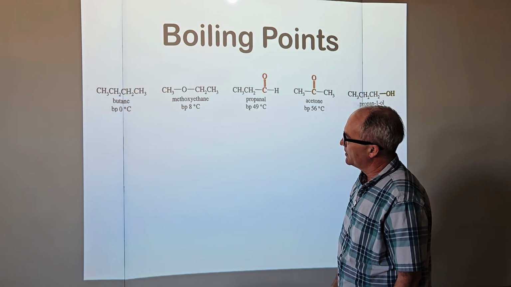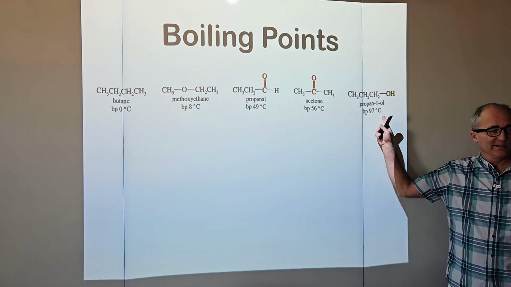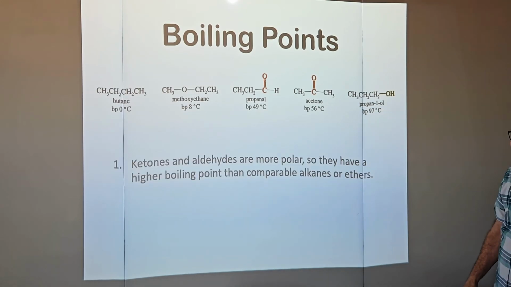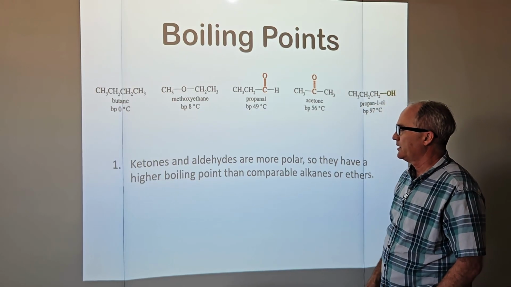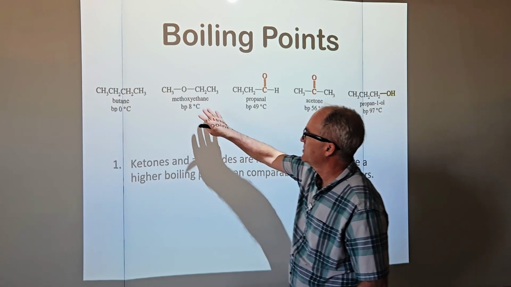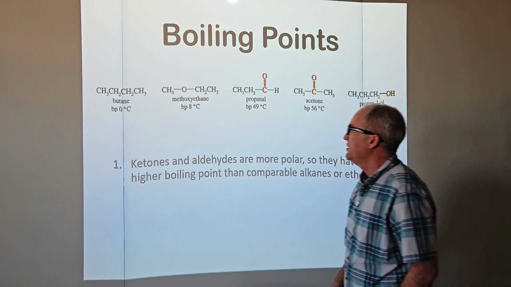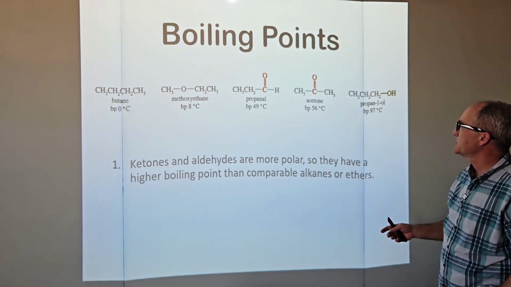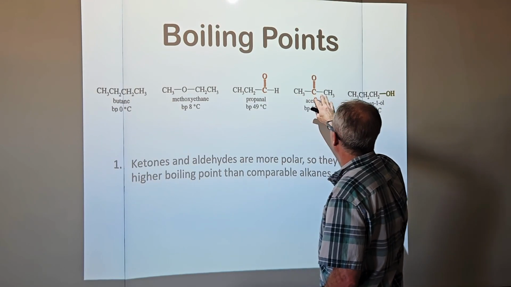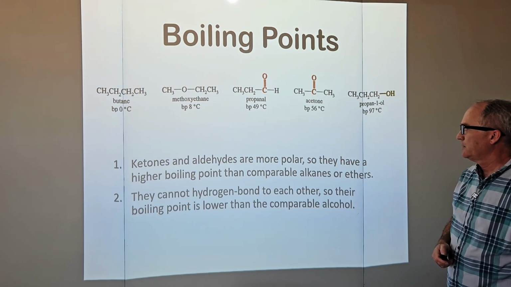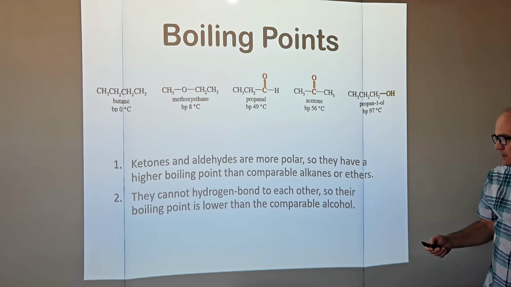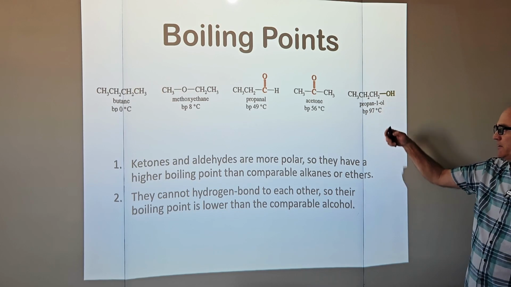Methyl ethyl ketone or methoxyethane. What can this thing do that the others can't do? Please tell me. Hydrogen bonding. Right. Ketones and aldehydes are more polar, so they have a higher boiling point than the corresponding alkanes or ethers. So here's the ether, here's roughly an alkane. I think they roughly have the same molar mass. So London dispersion forces are about equal, but we have a dipole here, hydrogen bonding here, and aldehydes and ketones can't hydrogen bond to each other, so their boiling point is much lower than the comparable alcohol right there.